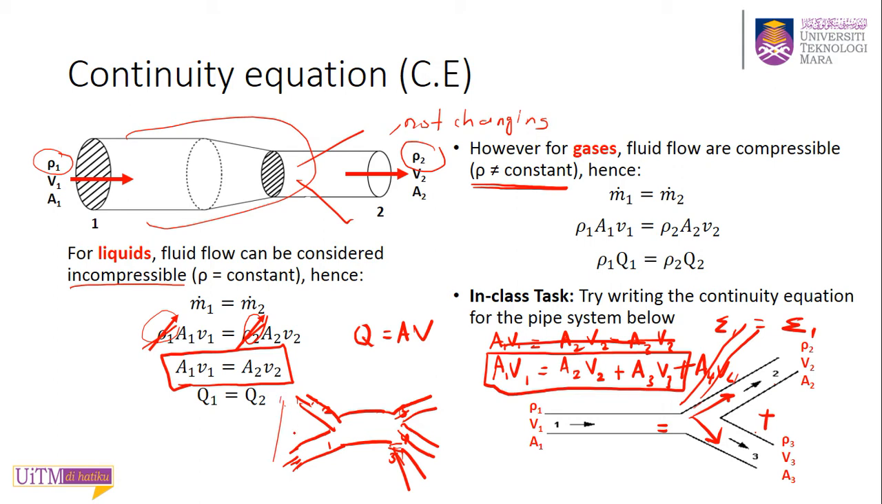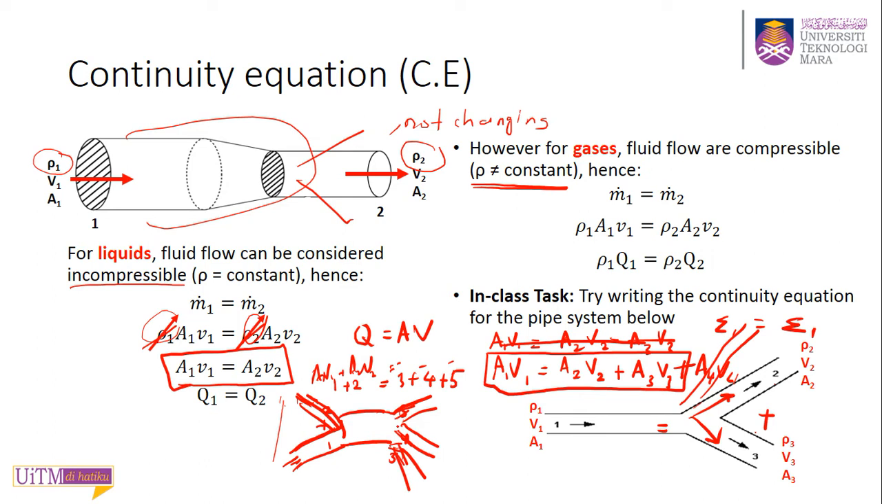One plus 2, equals to 3 plus 4 plus 5. Okay, that's correct. Well done. This means A1 V1 plus A2 V2 is equal to A3 V3, A4 V4 and A5 V5. So whatever goes in must be the same as what comes out. That's the concept.